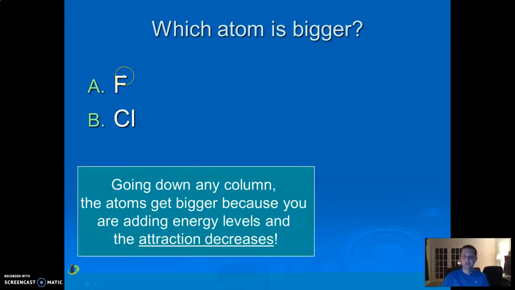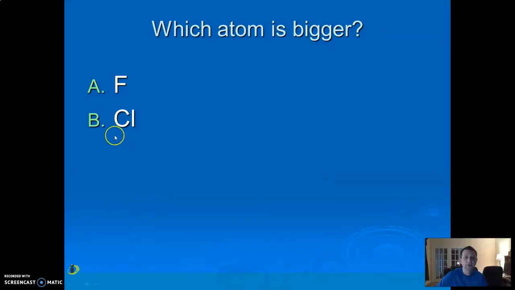All right, guys, now we're going to take a look at trends in atomic size, and we're going to try to relate that to our trend in attraction that we just talked about. Taking a look at fluorine and chlorine, the first thing I would do is take a look at the periodic table and find them. I find fluorine, and I see fluorine is in row 2, or period 2. Chlorine's right underneath it, period 3.